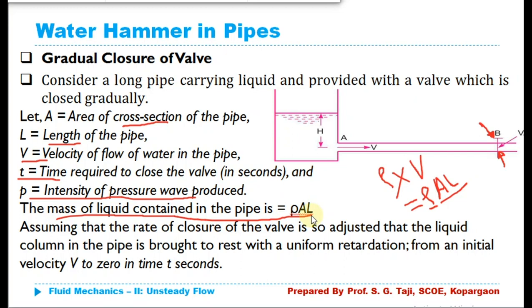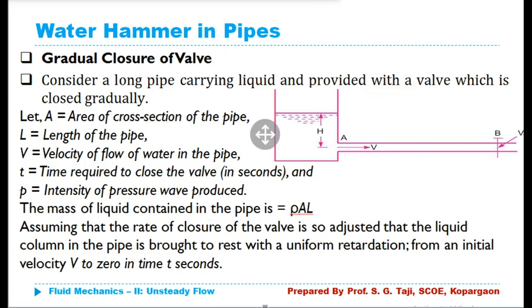Now we are considering the first case, the gradual closure of the valve. That means the rate of closure of the valve is so adjusted that the liquid column in the pipe is brought to rest with uniform retardation. What is meant by uniform retardation? We are slowly reducing our velocity from V to 0. So with this consideration, we are going to derive the equation.